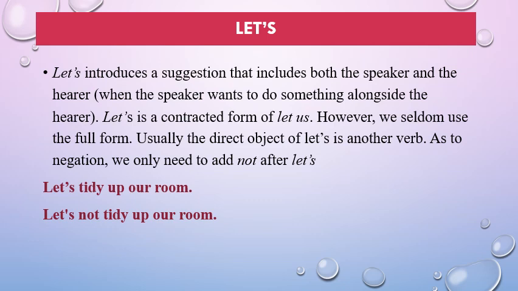All right. And as you see, let's is a contracted form of let us, and it involves both the speaker and the hearer. However, we usually use let's in its contracted form. We seldom use it in its full form. If you want to negate it, you just need to add not after let's. Let's not, for example, let's not stay outside when it is dark. Let's not tidy up our room in this sentence here in my example. Let's not make the house in a mess.